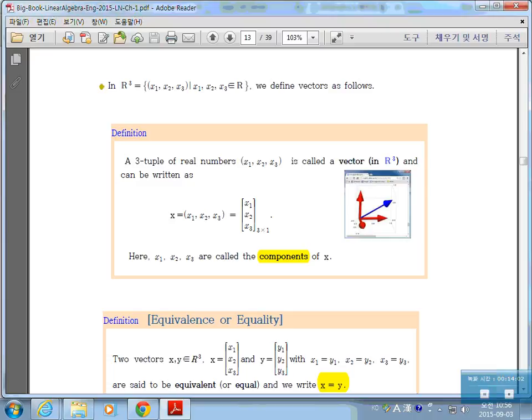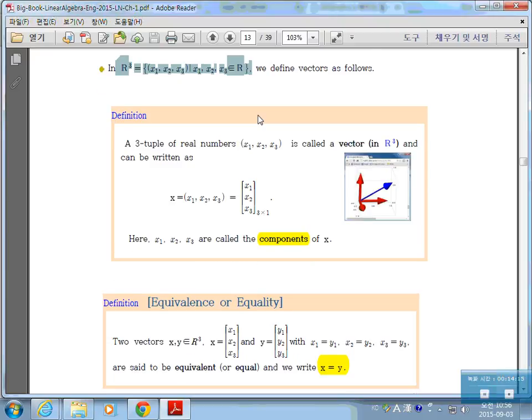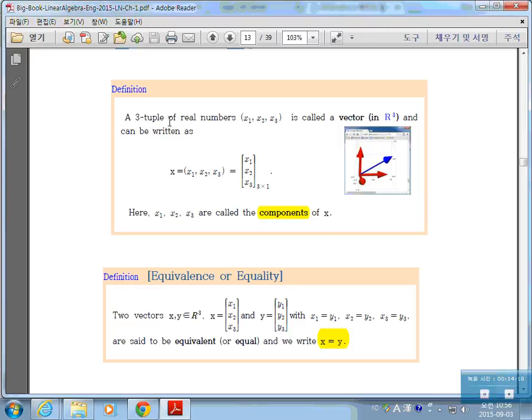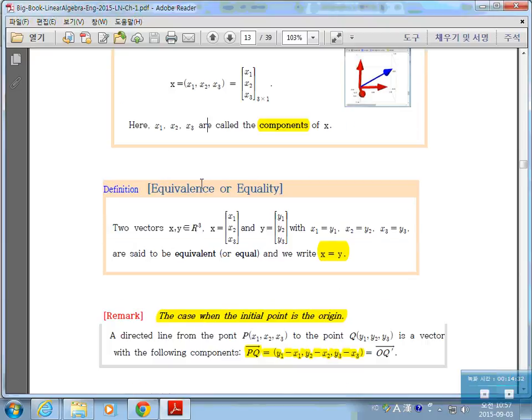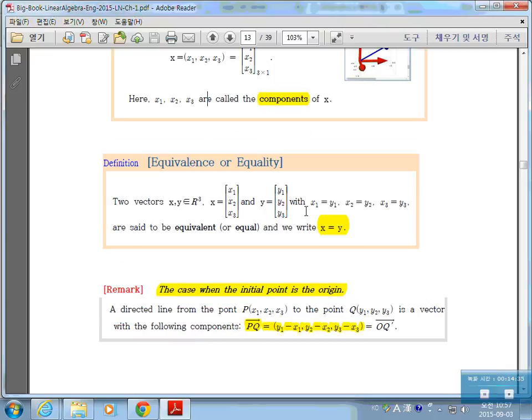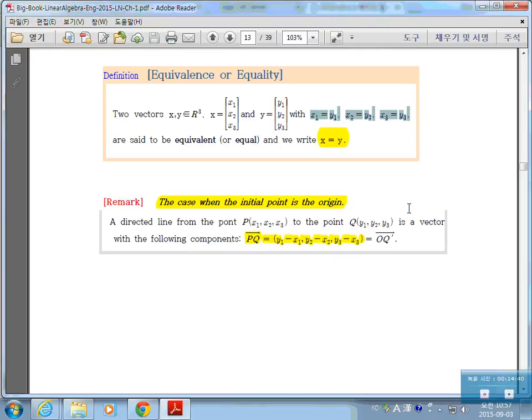Anyway, now we are going into three-dimensional space, like this. R3 represents the whole set of vectors with three scalar components. The three-tuple of real numbers is called a vector in R3, and it can be written as this. Likewise, x1, x2, x3 are called the components of vector x. Two vectors are equivalent if each component is the same.